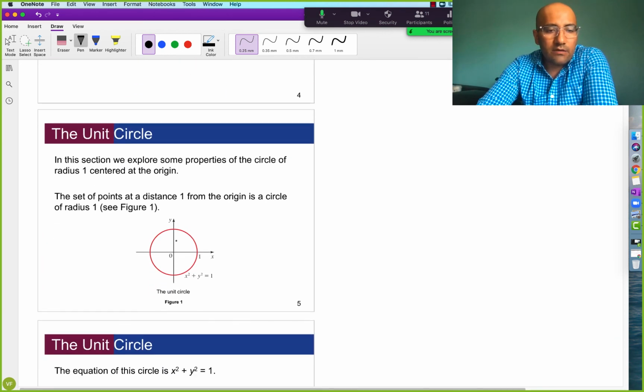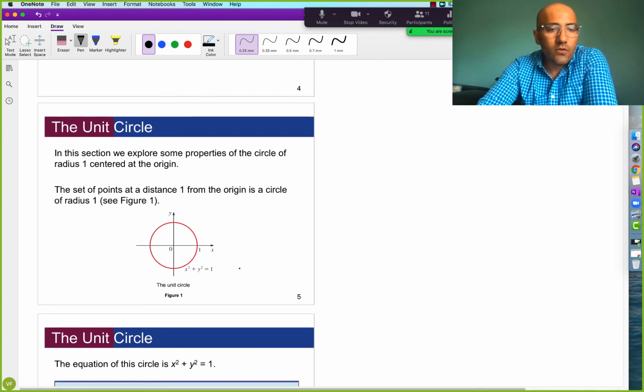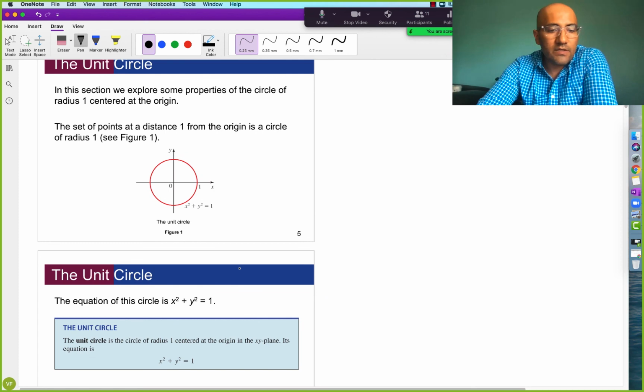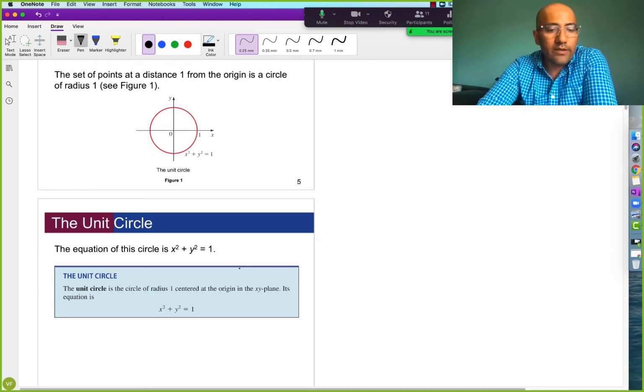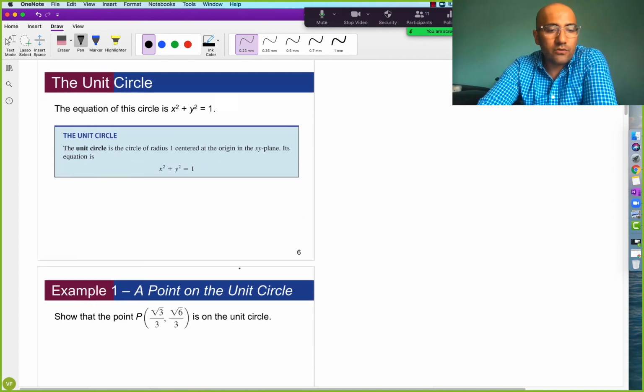Okay, so here is our standard unit circle centered at 0, and here's the equation for it. Remember that this means this circle is an infinite number of dots, such that the ordered pairs that identify those dots satisfy this equation. The equation is x squared plus y squared equals 1. Here we have a unit circle.